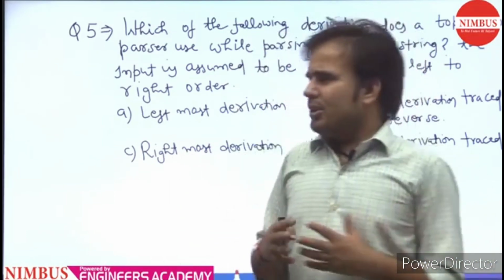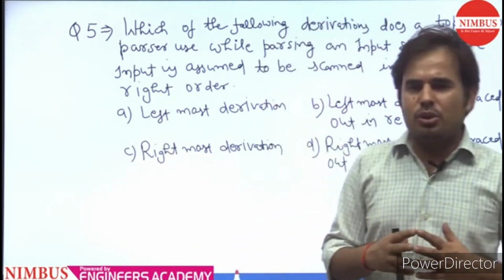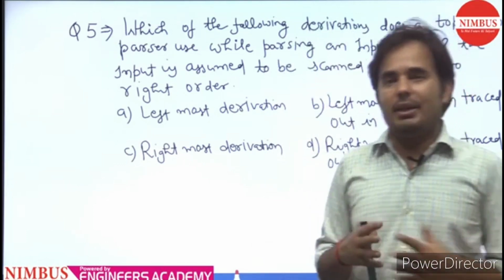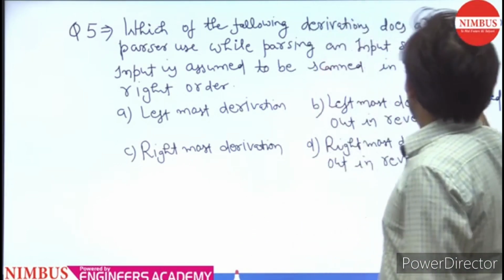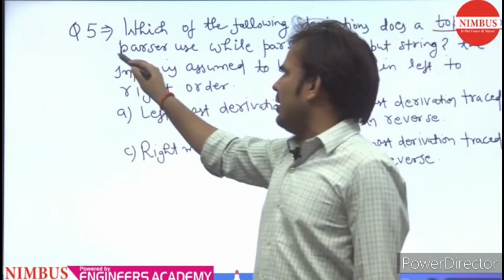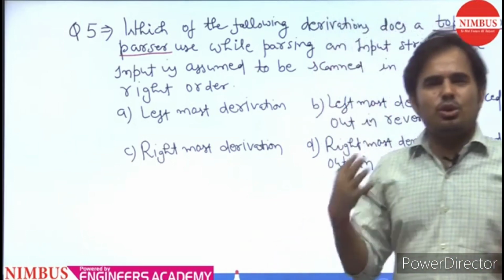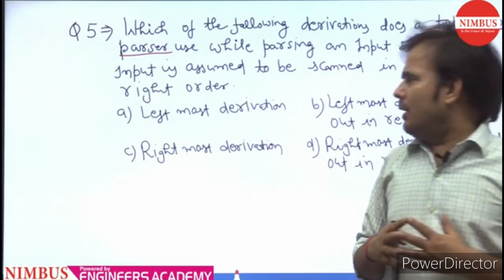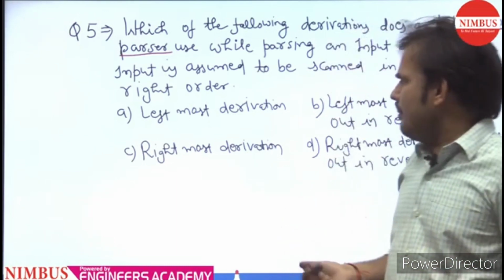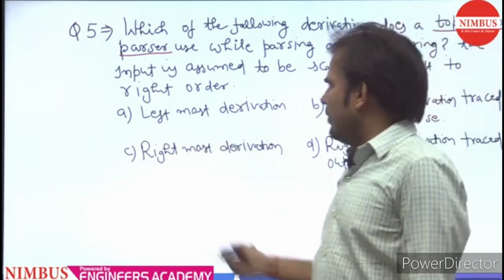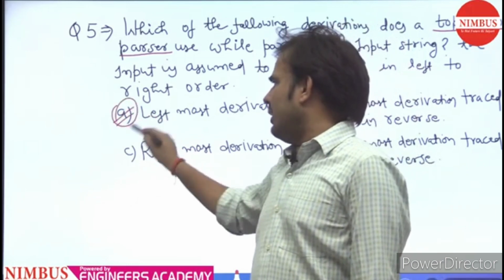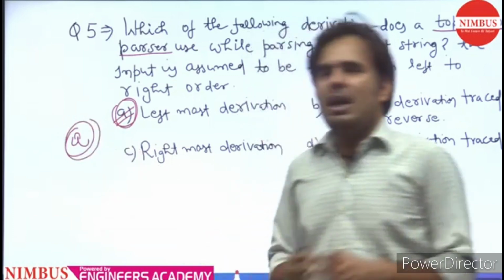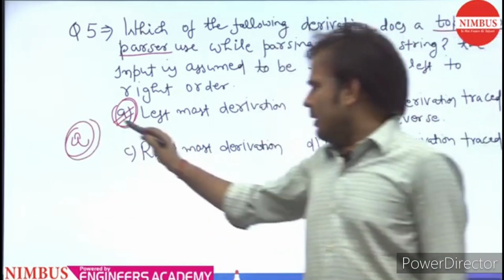So we can directly give the answer to this question. The top down parser uses leftmost derivation, LMD. It is asking about the top down parser, so no need to check anything. Just go through the concept. You can directly answer these types of questions and save your time. So leftmost derivation, yes, that option is correct here. The top down parser uses leftmost derivation. Understand?